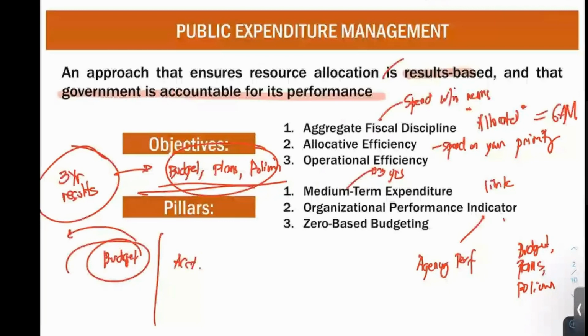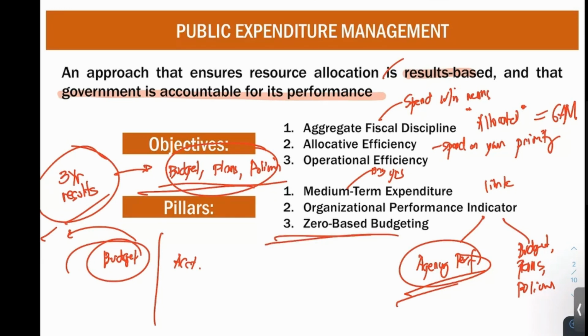And the last pillar is the zero-based budgeting. So you will not really look into a particular consideration. Unlike in your medium term, the consideration is the 3-year results. In organizational performance, the consideration is agency performance. In zero-based budgeting, that's why it's called zero-based. You're not basing it to anything. You're not considering anything. You just look into what are your priority programs and projects and then expend or spend or budget based on that.